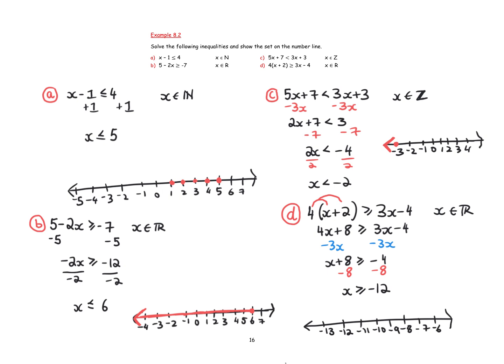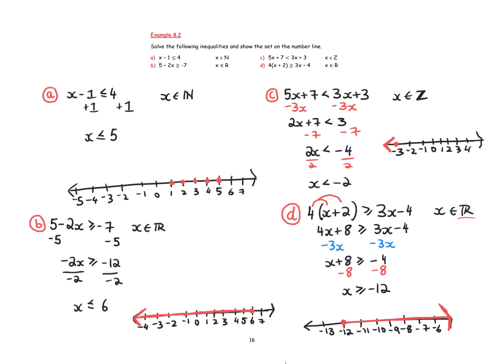This is x is greater than or equal to minus 12. I can colour in the circle around minus 12. It's a real number, so it includes all of the numbers greater than minus 12, including decimals and fractions, and I colour in my arrow as well because it can go on for infinity.